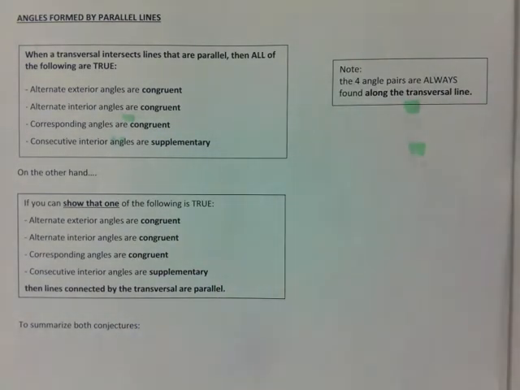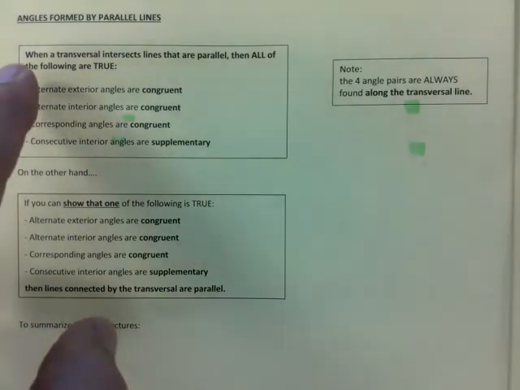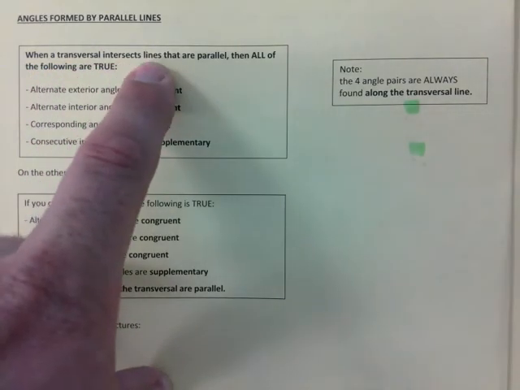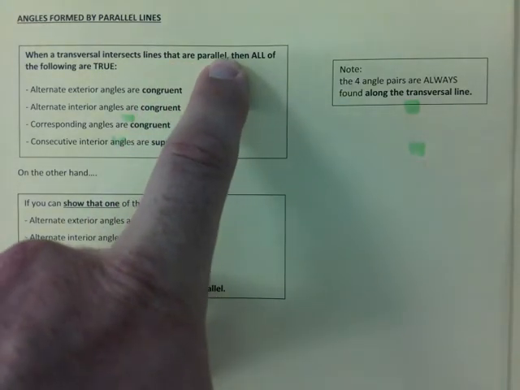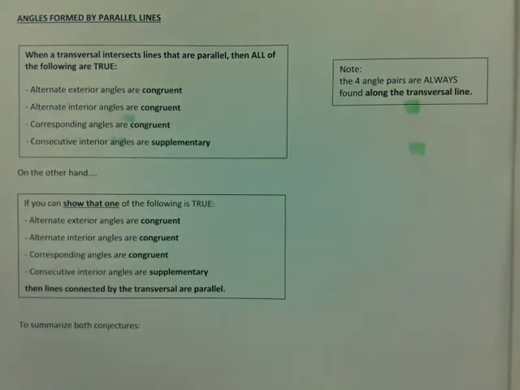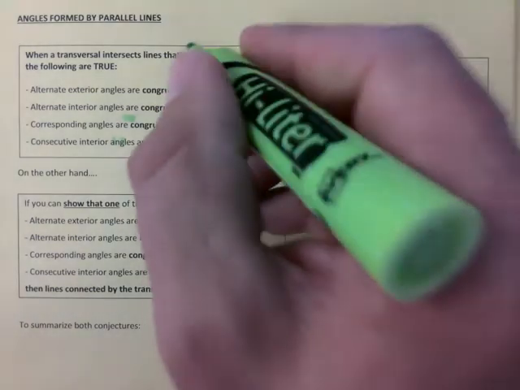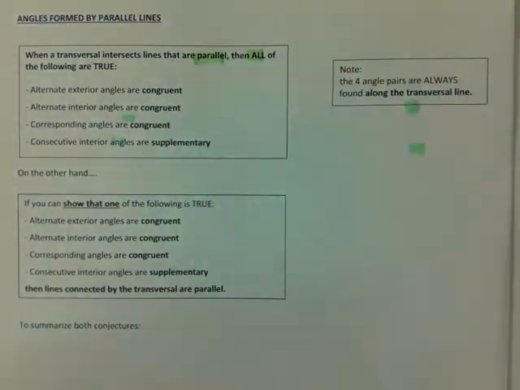Angles formed by parallel lines. This is very, very important. This is basically the meat and potatoes of today's lesson, okay? Watch what I'm saying. I just introduced you to the names, but there's something that is true about these angles I just talked about. When a transversal intersects lines that are parallel, then all of the following are true. When lines are parallel, all of the following are true.